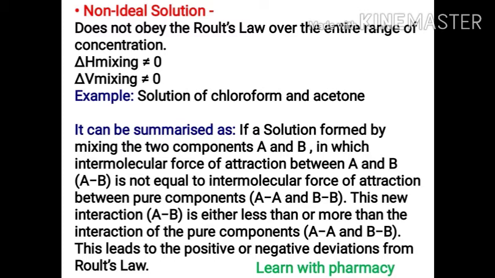It can be summarized as, if a solution is formed by mixing the two components A and B, in which the intermolecular force of attraction between A and B, A minus B, is not equal to the intermolecular force of attraction between pure components A minus A and B minus B. This new interaction, A minus B, is either less than or more than the interaction of the pure components A minus A and B minus B. This leads to positive or negative deviations from Raoult's law. This is the opposite of an ideal solution.